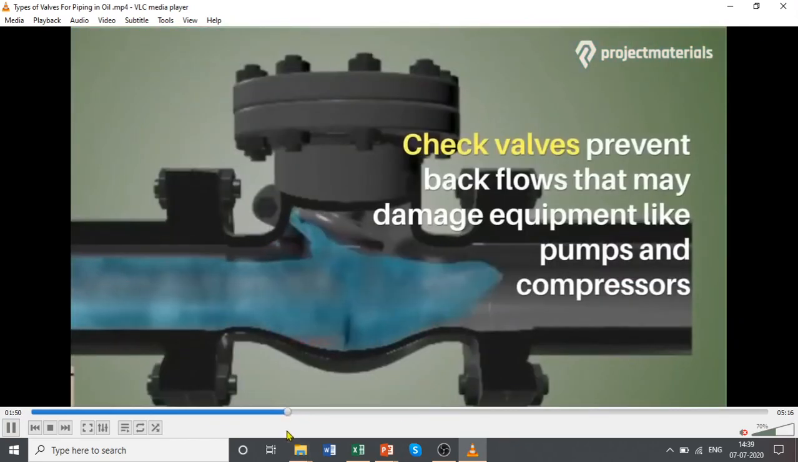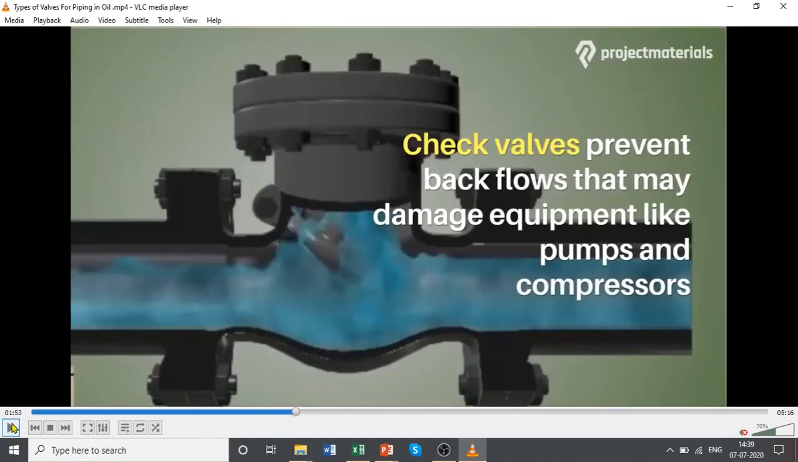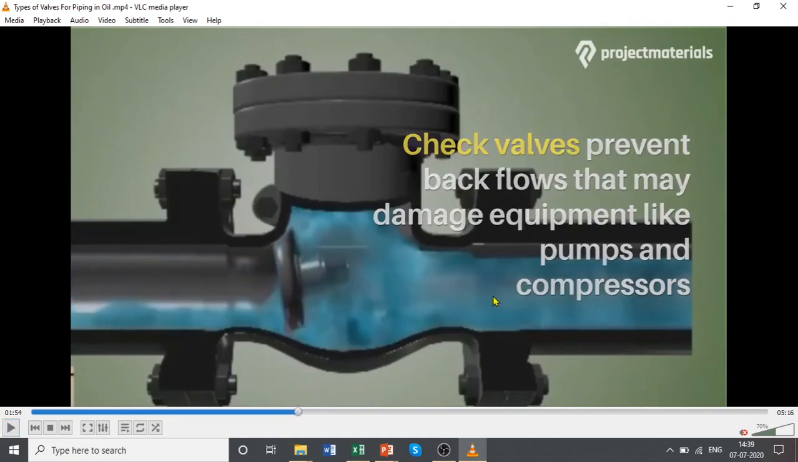Check valve. Now this valve is hinged here. It is opening. It allows flow to go from one end to the other, left to right. But if the flow comes from right to left, it will shut the valve. Let's just see it again. Flow comes from right to left, see, it will force this valve shut. So no flow will go here. Only flow will go from left to right. That's why these are called check valves. They allow flow only in one direction.